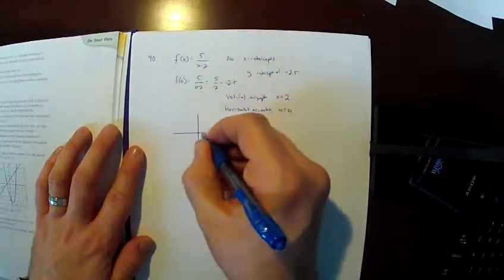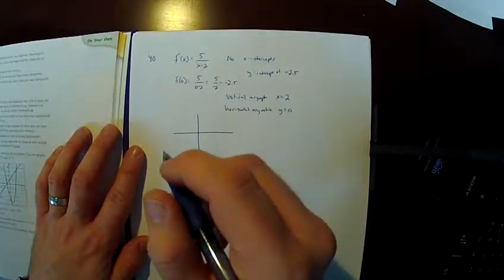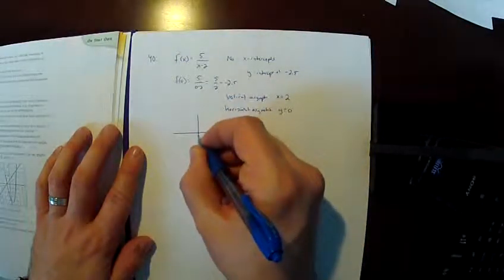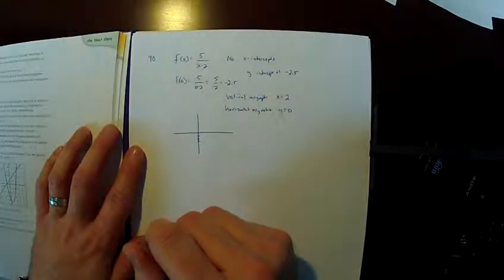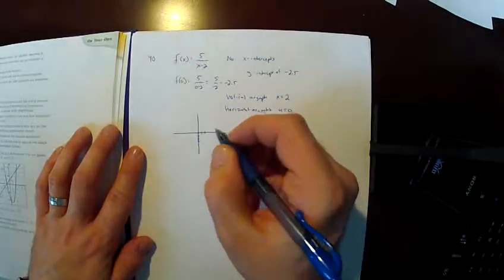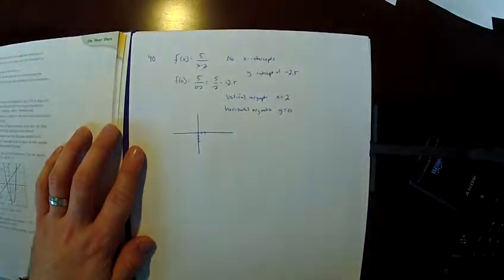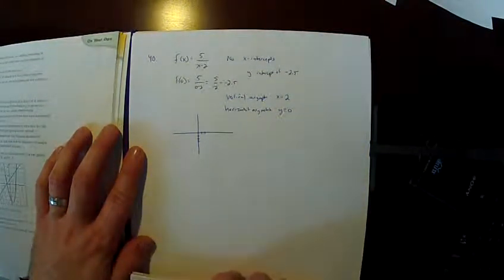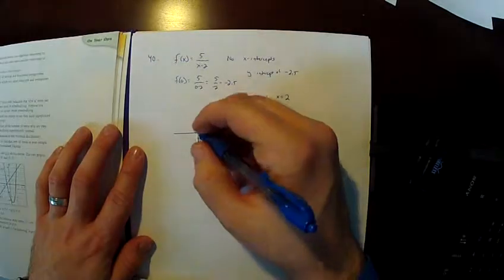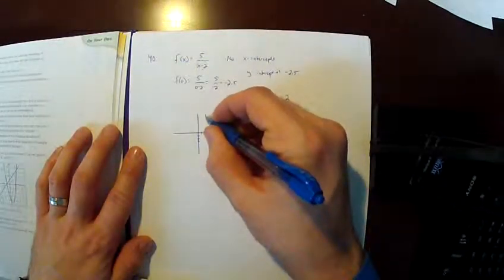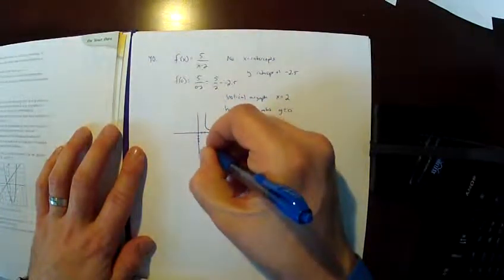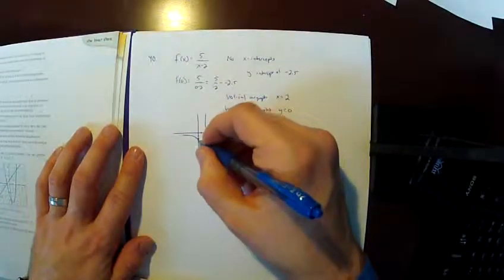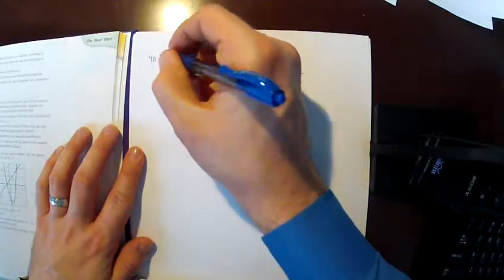So I'm going to do a quick sketch here. There were no x-intercepts, and a y-intercept of negative 2.5, right there. I know it has a horizontal asymptote, and a vertical one at 2. I'll do a sketch of this and we'll see where it goes. But I think it's going to do this. And then this graph is going to come up from here and get closer to 0. So that's the first part, part A.